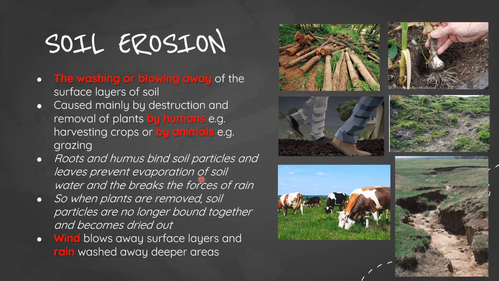So roots and humus bind the soil particles, and leaves prevent evaporation of soil water, and it also breaks the forces of rain. So when the plants are removed, the soil particles are no longer bound together and become dried out. Wind can also blow away surface layers, and rain can wash away deeper layers.